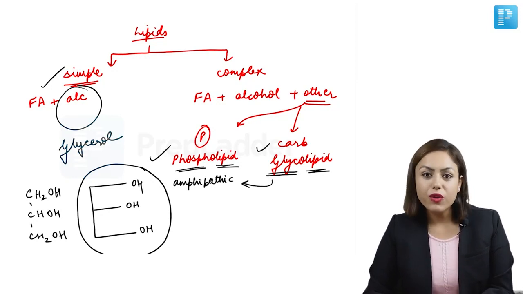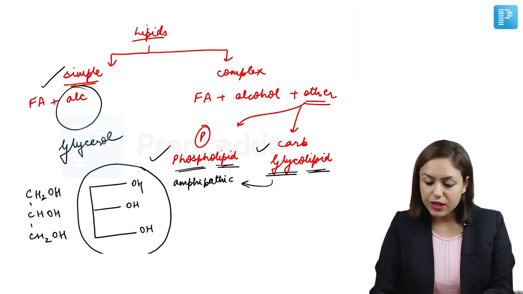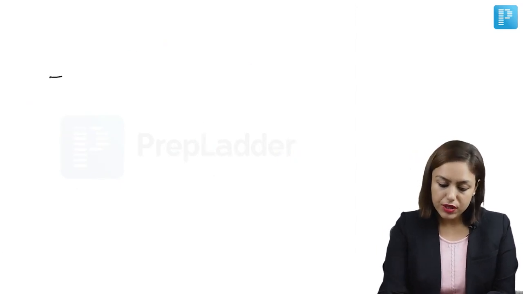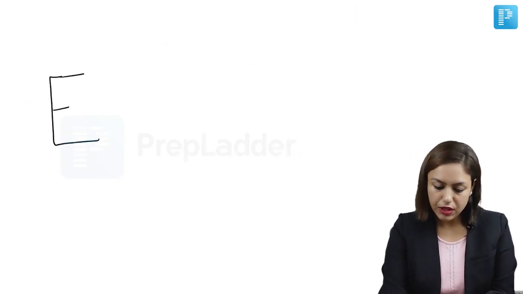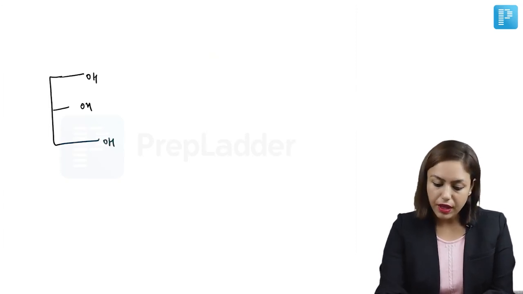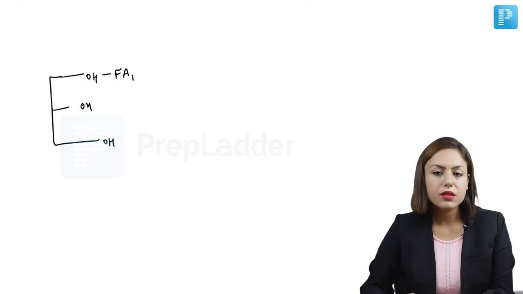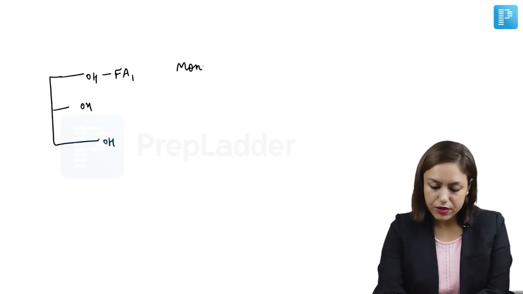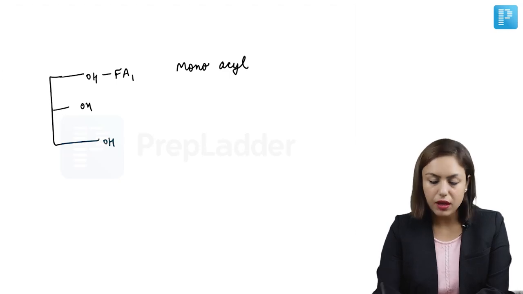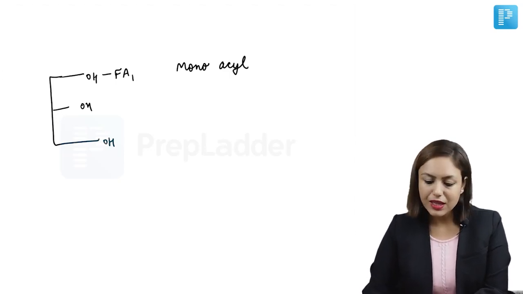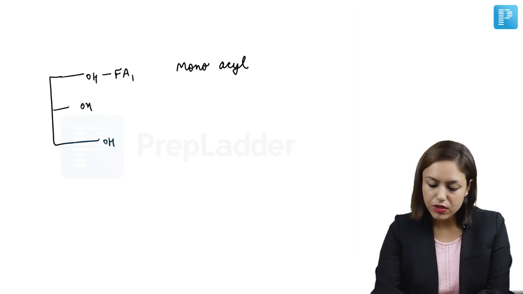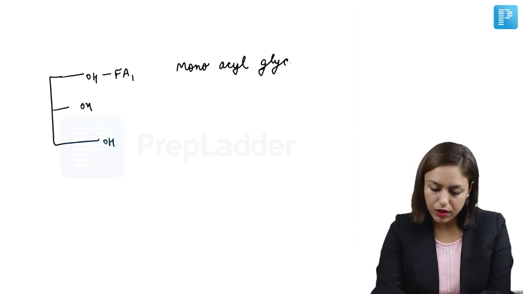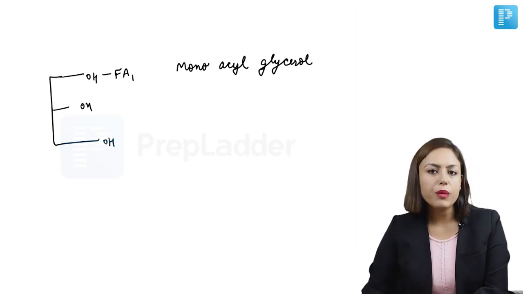First we will be making the structure of simple lipid. In simple lipid we take alcohol, that is glycerol, then we attach one fatty acid. So this structure is known as monoacyl. Mono means one, acyl means fatty acid. So it has one fatty acid on glycerol. The full name is monoacyl glycerol.